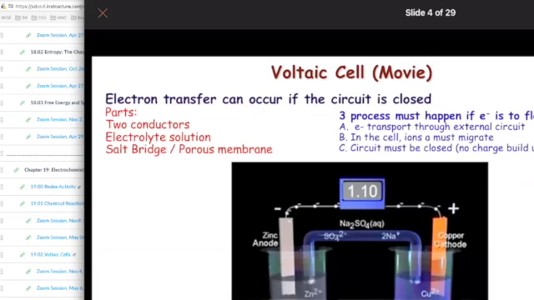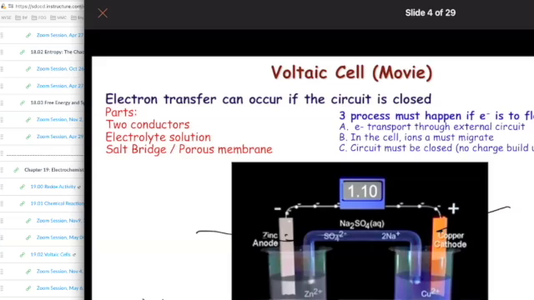This is a typical battery. We have our zinc, and we have our copper. The place that undergoes oxidation, remember, zinc is going from 0 to +2. That's the oxidation reaction. So the place that undergoes oxidation is always your anode. Oxidation.